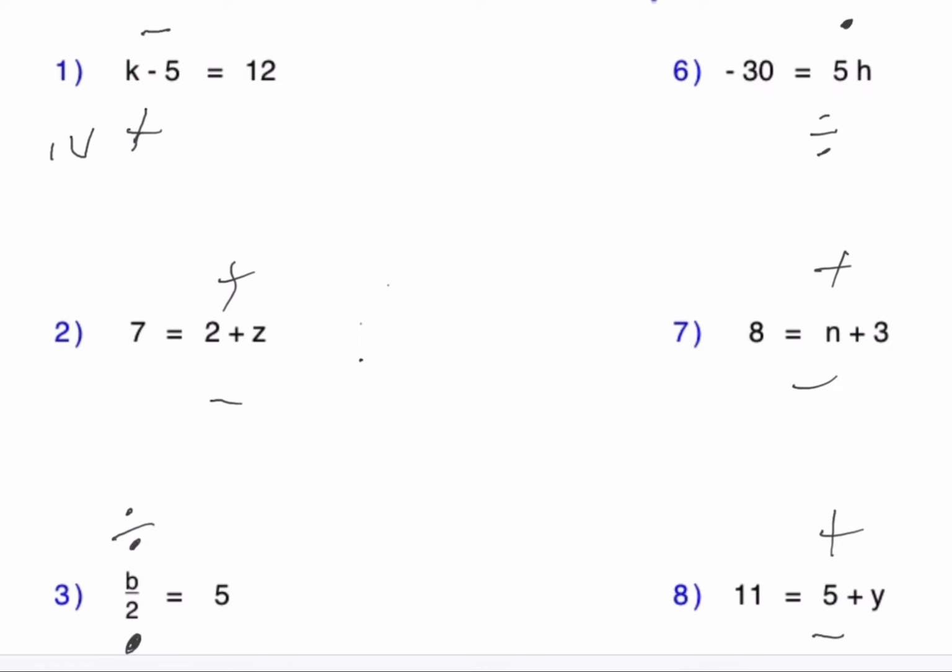A lot of students might say, oh, it's 12. No, 12 is not by k. The variable's k. What do we have to get rid of so k is all by itself on this side and all the numbers are over here? Well, some students might say, oh, we got to get rid of 5. No, get rid of the negative 5, okay? So what we're going to do is add 5.